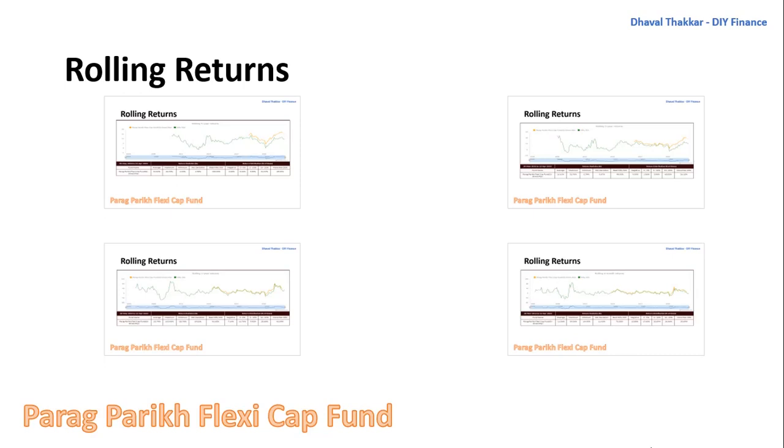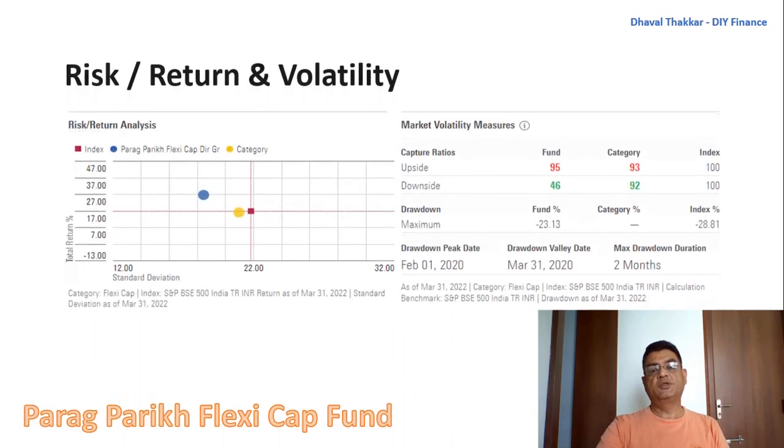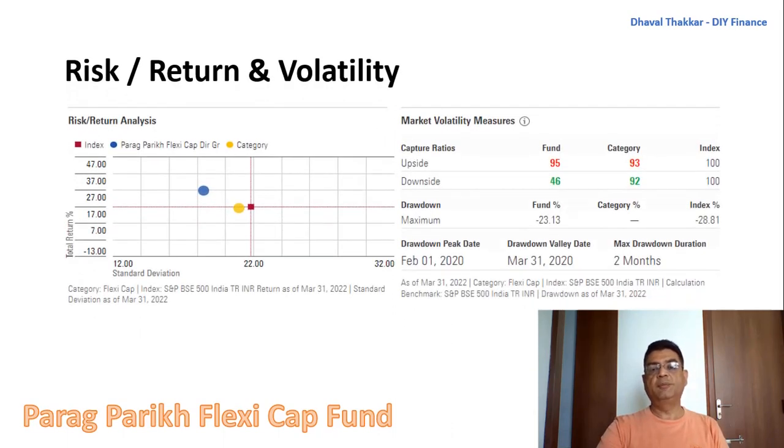Now let's see the upside and downside capture ratios. The upside capture ratio is the measure of how the fund performed relative to the index during the period when the Sensex rose. Here the value is 95, which indicates that the fund underperformed 5% than the index during this rise period. Here, higher the value is better and should generally be more than 100.